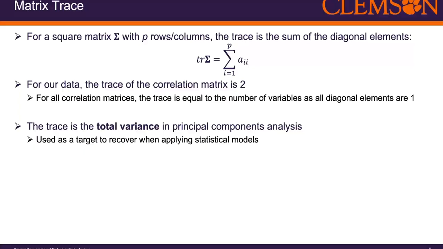We use the trace, though, as we define this as the total variance in a principal components analysis. Basically, what we want to show is that how we reconfigure our data leads to these new components. These are sums of weighted variables. And we want to show that we account for a large percentage of the total variance. It's a target we're trying to recover when we apply these models.